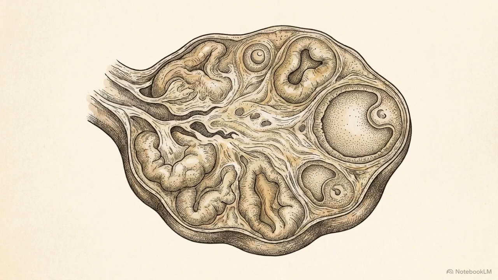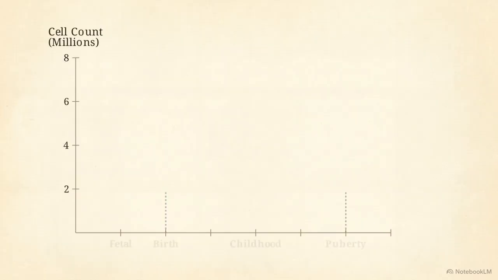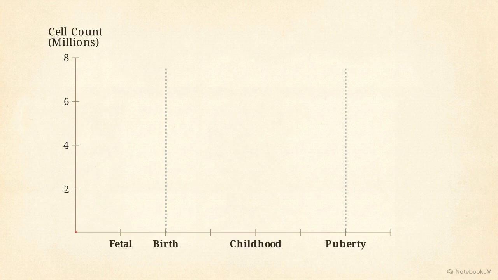Oogenesis, the formation of a mature female gamete, abandons the continuous assembly line model entirely. Its timeline is heavily front-loaded. This timeline mapping female cell count reveals that the entire process initiates during early embryonic development. Millions of gamete mother cells, or oogonia, are generated within the fetal ovary. After birth, no new oogonia are ever formed.